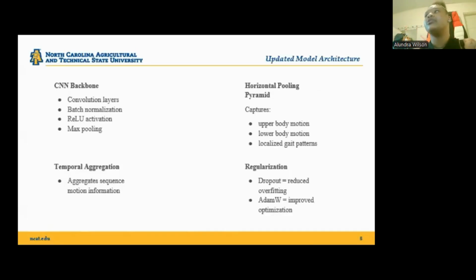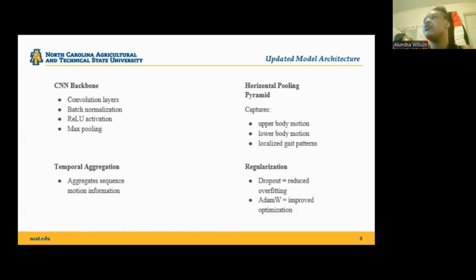Our updated architecture remained based on an OpenGait-inspired sequence processing pipeline. The first component was the CNN backbone. This included convolutional layers, batch normalization, ReLU activation functions, and max pooling operations. These layers extracted spatial features from each silhouette frame. After frame-level feature extraction, temporal aggregation was applied across the sequence dimension. This allowed the model to combine motion information over time and better capture gait dynamics.